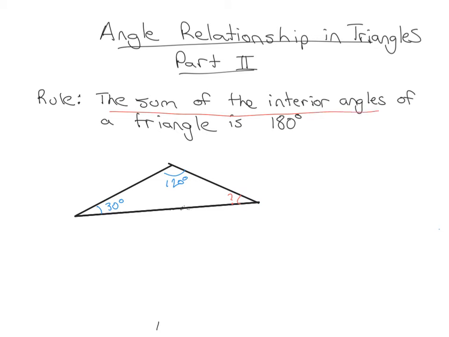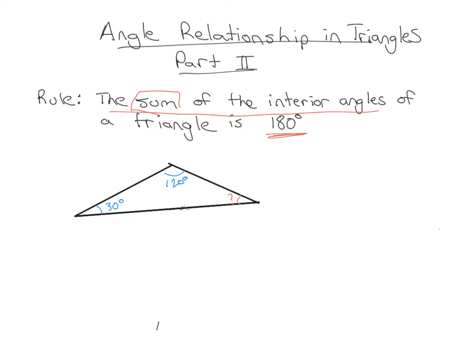So the rule is the sum, which, just a reminder, is one of those important mathematical words. It means adding or addition. It means the addition of the interior angles. If you added up all the inside angles of a triangle, they add up to 180 degrees. So it's a really important rule that we need to remember in this course.